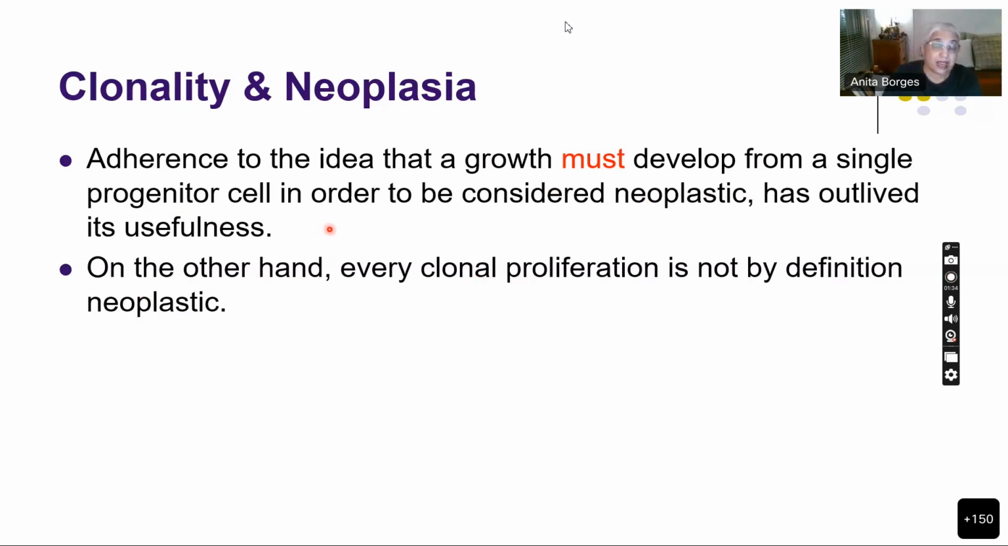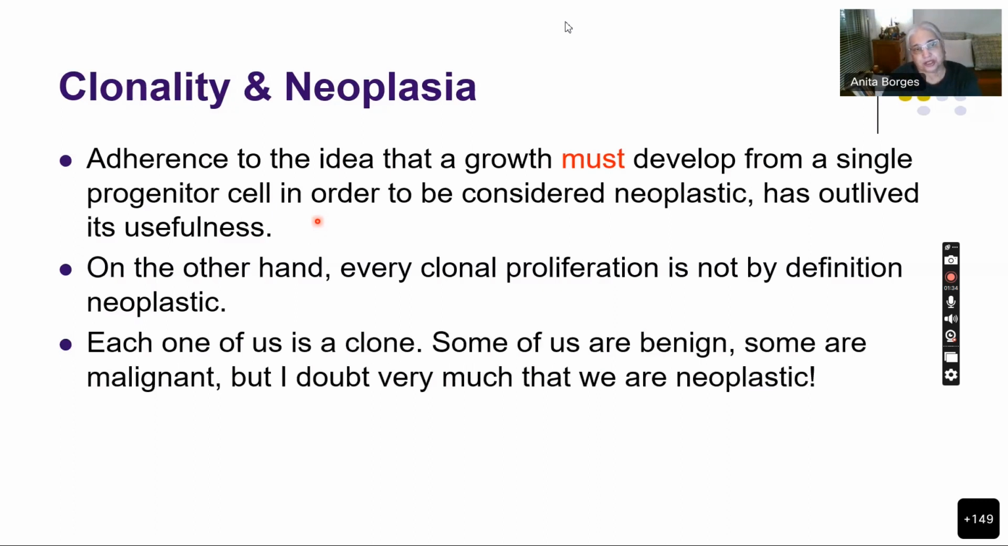On the other hand, lots of us think that if we find a clonal proliferation, it is by definition neoplastic. And so many people do this. Just because there is a clonal proliferation, this must be neoplasia. And I think, tongue in cheek, I will tell you, each one of us is a clone. From one zygote. Some of us are benign, some of us are malignant. But I doubt very much that we are neoplastic. One zygote, a fertilized egg, gave rise to every cell in my body. I am a clone, but I am not neoplastic. So don't believe that just because something is clonal, it is neoplastic. That is another fallacy that we have to guard against.